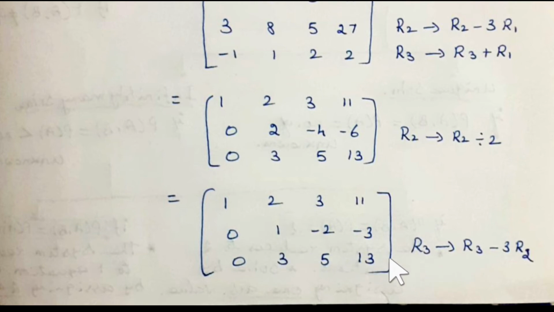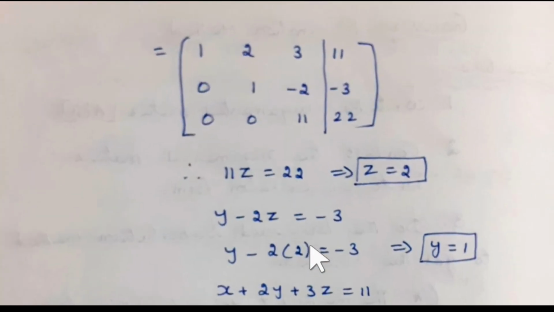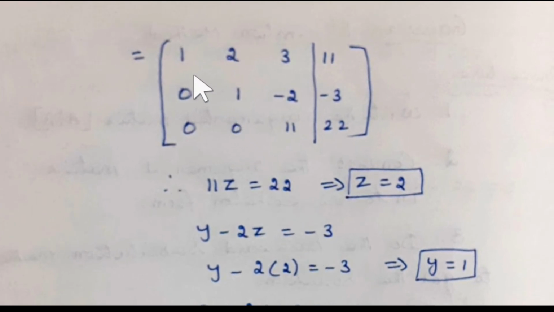So if we give this transformation, then our matrix becomes like this: 1, 2, 3, 11, 0, 1, minus 2, minus 3, 0, 0, 11, 22. Which is in the echelon form. See the echelon form, now this triangular form comes. So in the first row there is no zero, in the second row there is 1 zero, and in the third row number of zeros is 2. Now this matrix is in echelon form. So second step over. First step, write the augmented matrix and second step, convert it into row echelon form. So we have converted into echelon form.